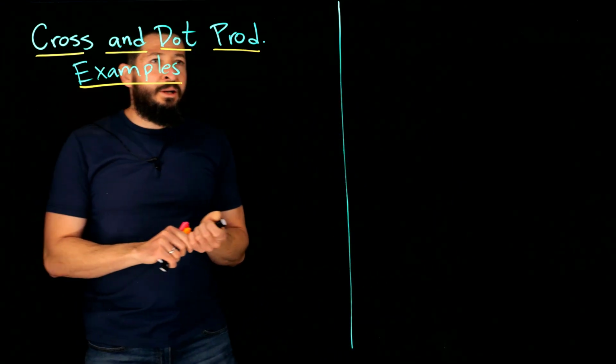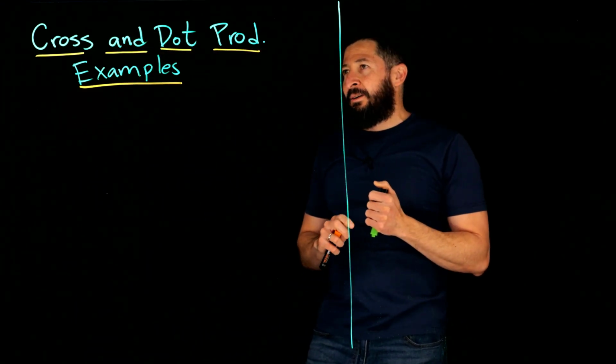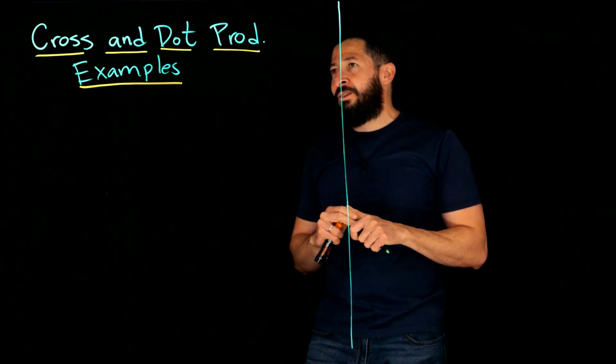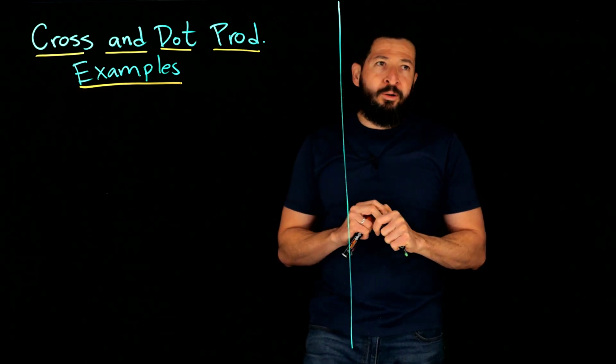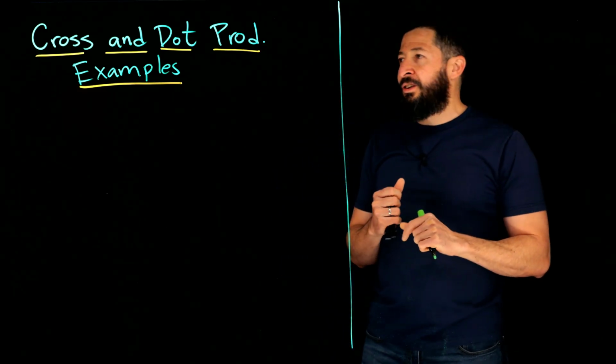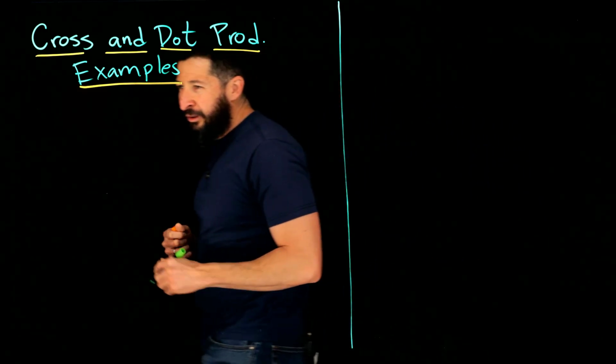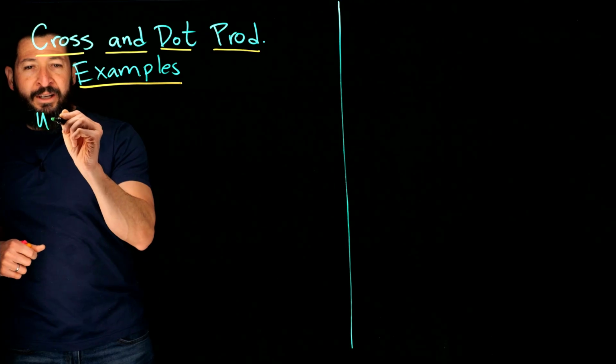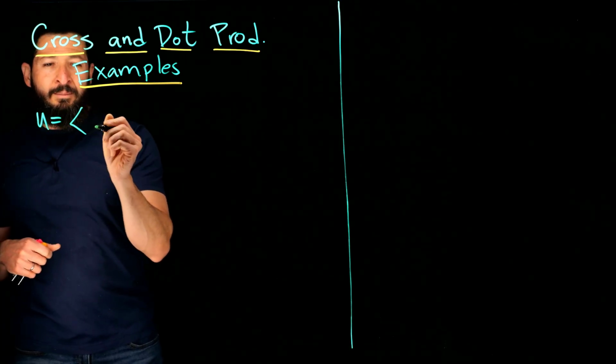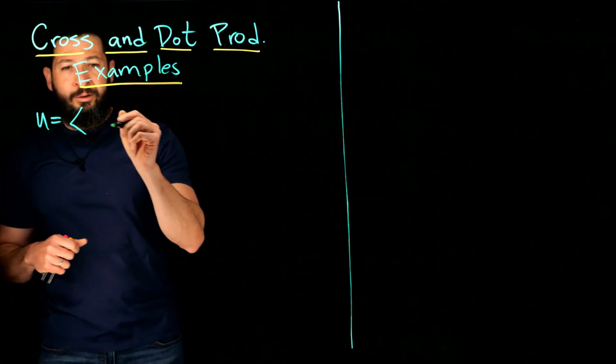Alright, so this video is going to be about examples of the cross and the dot product. We introduced those and we did the conceptual framework for them in the previous two videos. So now it's time to do a few examples. The first thing, let's just grab a couple of vectors, everything in 3 dimensions, because cross products are only good for 3 dimensions.